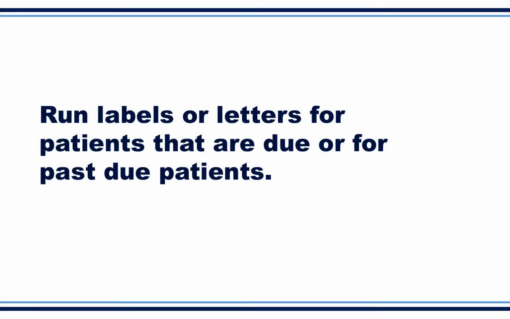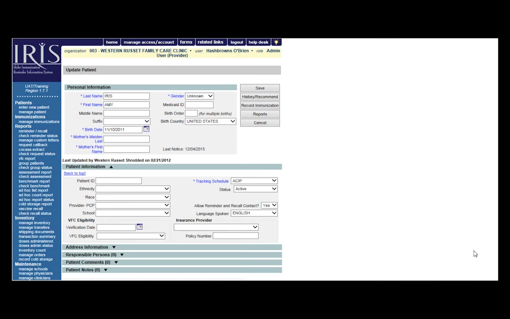One of the greatest features of Iris is the reminder recall feature. This allows the user to run labels or letters for patients that are coming due for shots or those patients that are past due. Reminder and recall notices can be generated for each patient provided that the following conditions are met. The status is active in the patient information section for your organization.